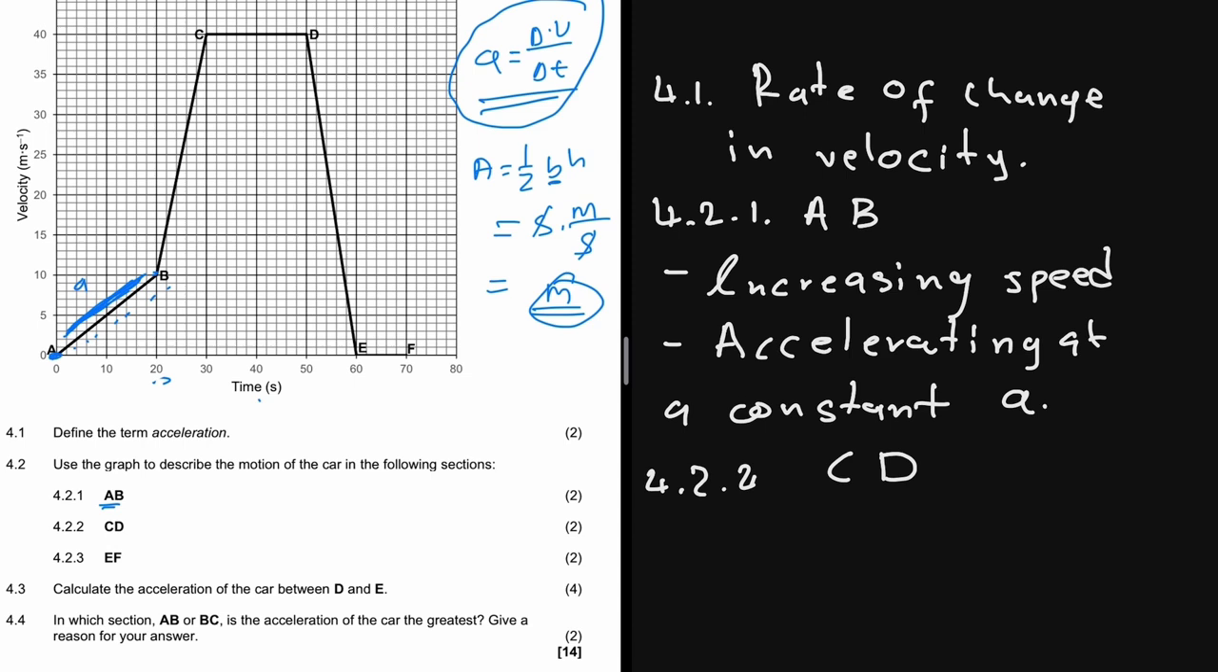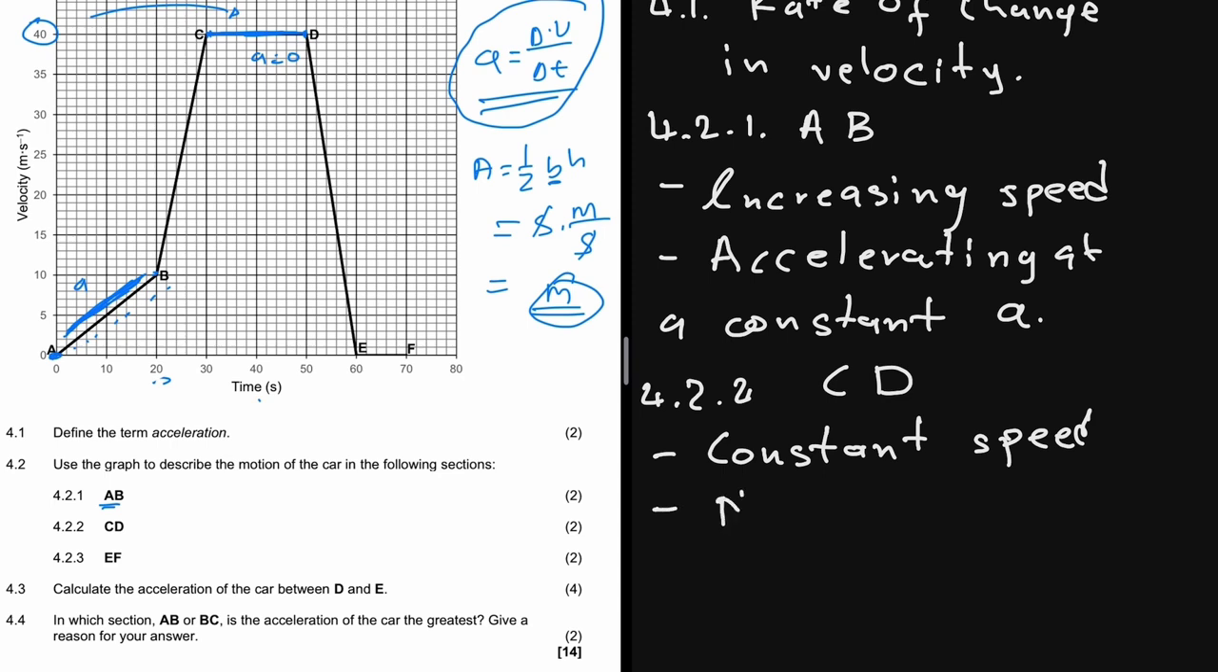If you look at C to D here, the car is having the same velocity. The car is moving at a constant velocity. If a car is moving at a constant velocity, that means we don't have acceleration. Acceleration is 0. You can clearly see this is just a horizontal line, and the gradient of a horizontal line is 0. So we can say from C to D, the car is moving at a constant speed or constant velocity, and no acceleration.